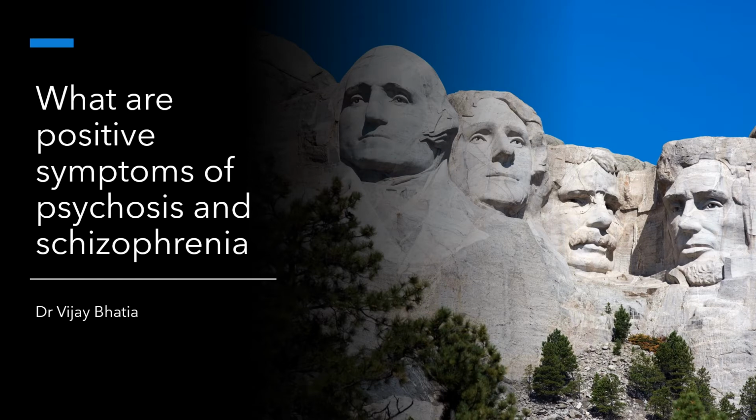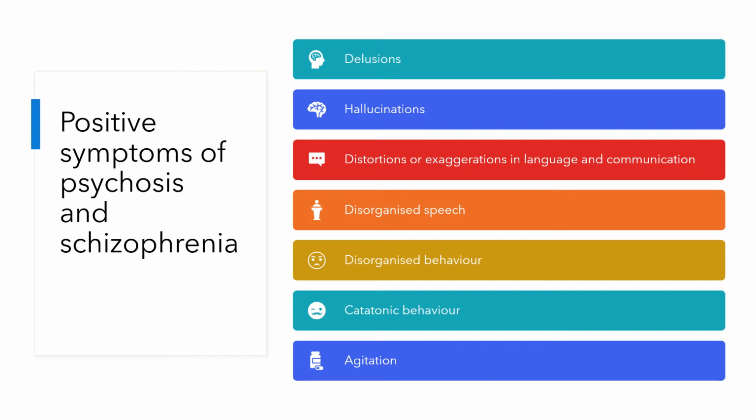I am Vijay Bhatia. Today we are going to talk about what are positive symptoms of psychosis and schizophrenia. Positive symptoms of psychosis and schizophrenia include delusions, hallucinations, distortions or exaggerations in language and communication, disorganized speech, disorganized behavior, catatonic behavior, and agitation.